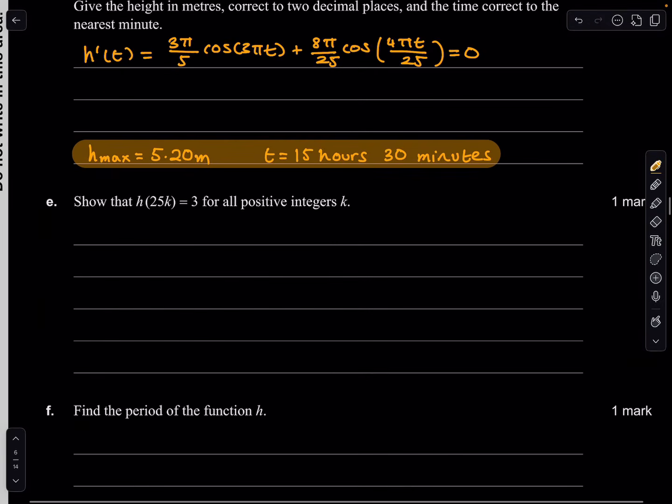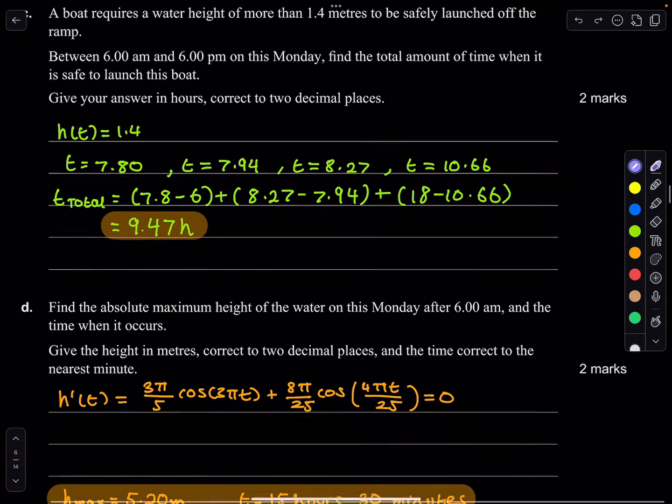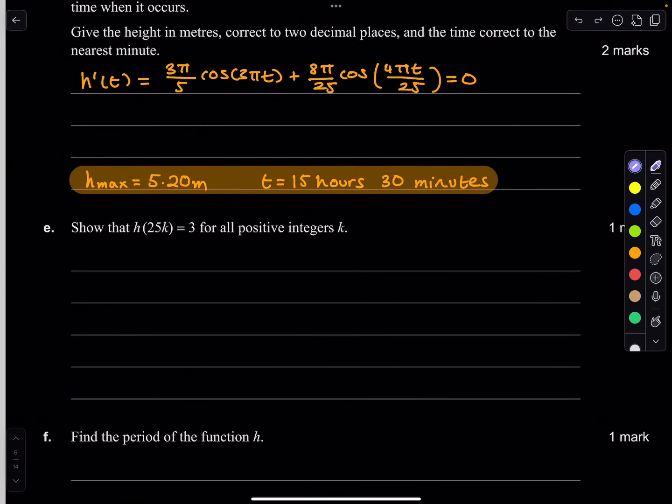Easy. Next question. Show that h of 25k equals 3 for all positive integers k. Okay, so basically we're trying to show that when you sub in 25k into the function, it will always result in 3. So I think it's a show question. The way that I would show this is by subbing it into the function at first. So our function is, let me just write it down. I'm going to open my CAS and write the function.